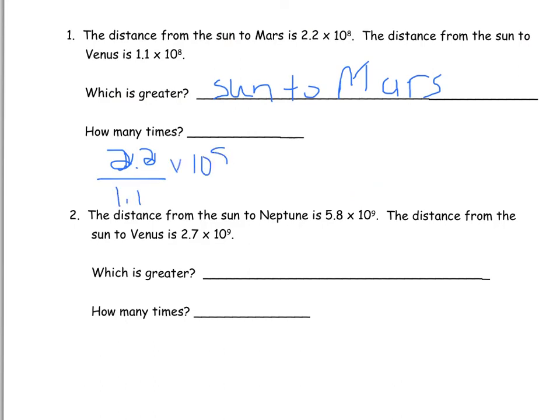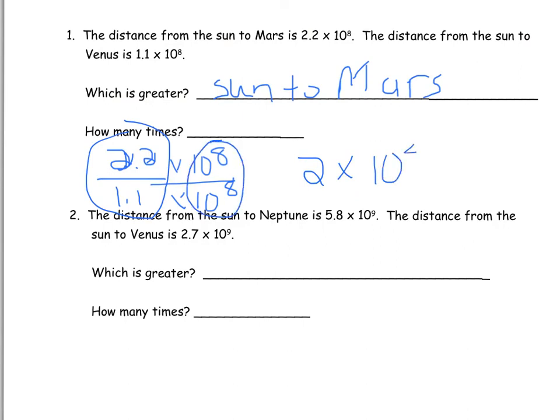10 to the 8th times. So I'm going to do this part first. 1.1 goes into 2.2 two times 10 to the, and when we're dividing powers of the same base, we subtract. That gets me 0. Anything to the 0 number is 1, so it's like you're saying 2 times 1. So how many times greater? 2 times greater. We out.